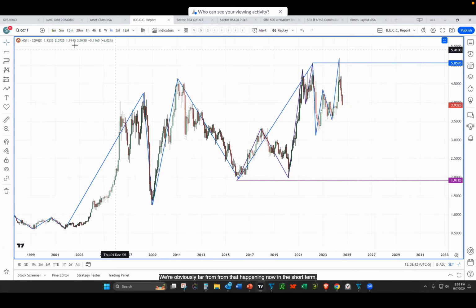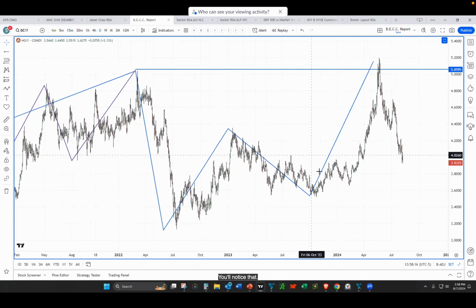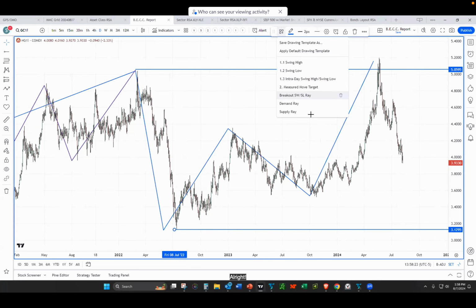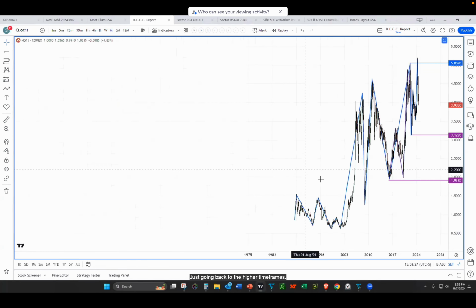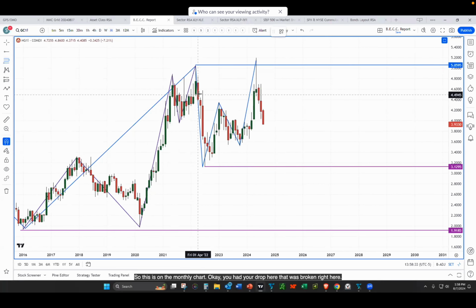Now in the short term, if we break down to the daily chart, you'll notice that some other key swing lows here are going to be in and around that 312 level, all right? Now on this, just going back to the higher time frames and looking for where, again, the imbalances have been on this. So this is on the monthly chart, okay?